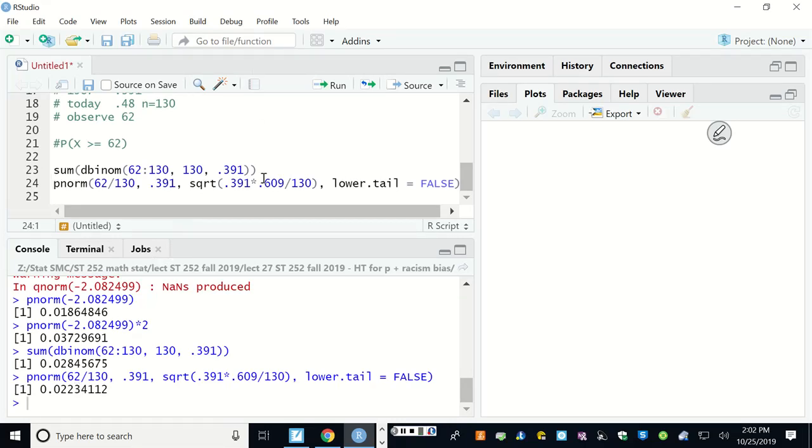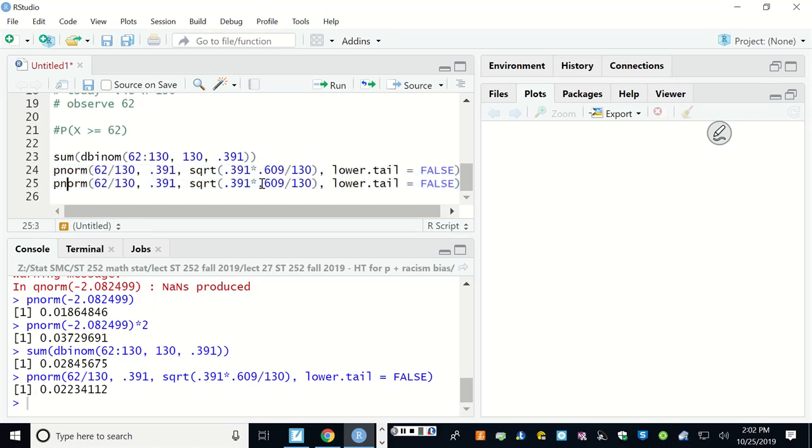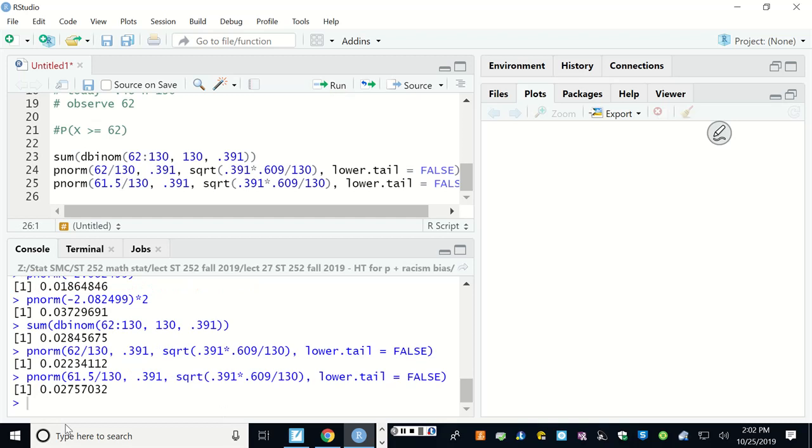But if we do the adjusted one, right, because we're going up, we want to capture the full size of that lower bit, so we'll do 61.5. Right, oops. Run that. We have 0.0257. So it's closer, right, to that, and that's the nature of that expression.